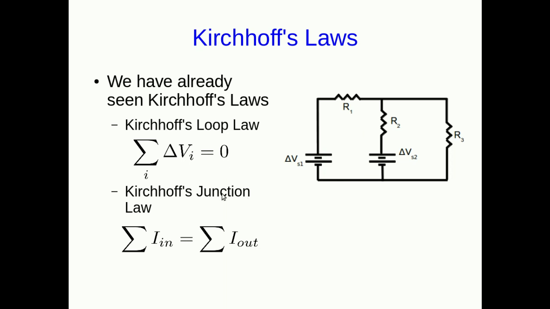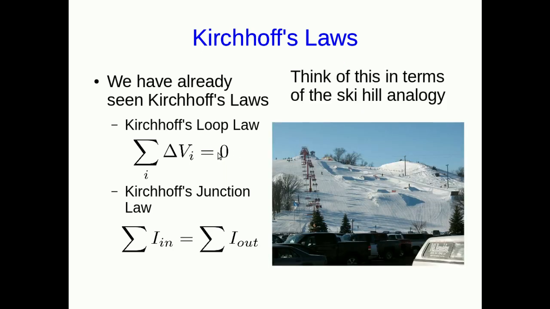The other is Kirchhoff's junction law. Again, we've already seen this. It's simply a statement of conservation of charge: if current flows into a junction, the amount of current flowing out must be the same, because you can't have charge building up in the junction, and you also can't destroy or create charge.